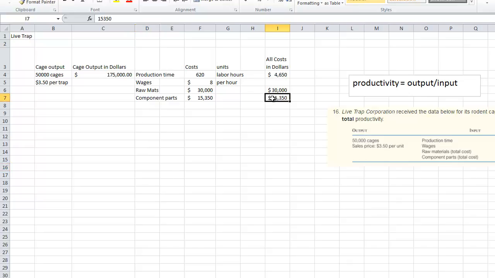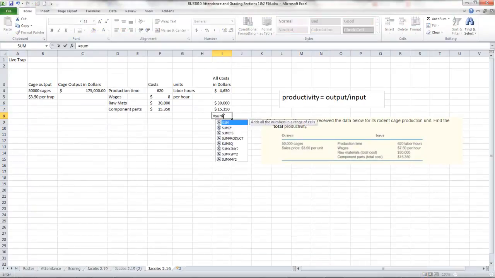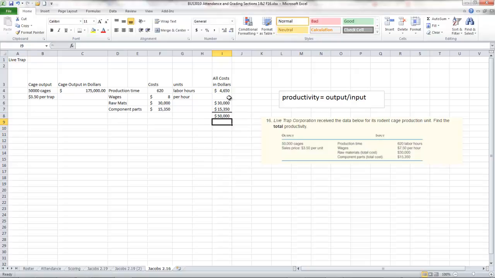We want to do the sum of all these inputs here to make the calculation. So we're going to put in a sum function here of these numbers. So the total input was $50,000. Okay, so if we're looking for productivity, what is that going to equal? That was going to be outputs, equal to this over your input, which is this.